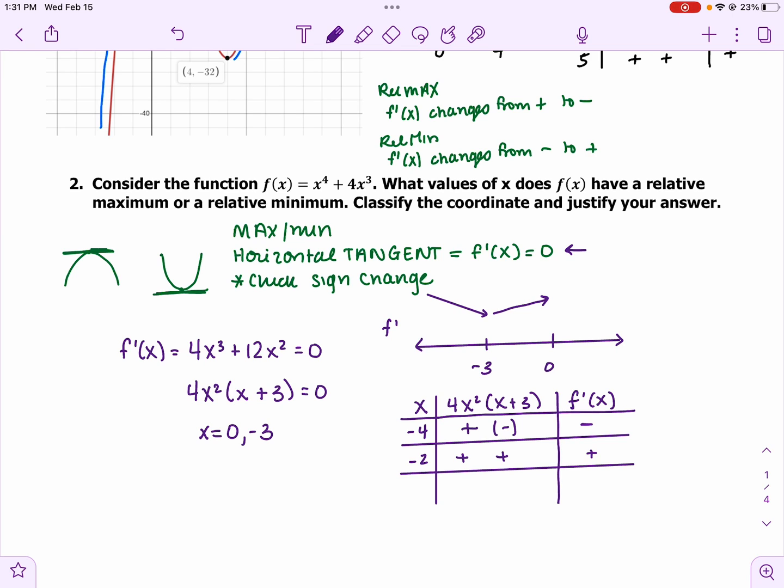If I try the next region, let's say something like a positive 2, positive factor, another positive factor, my derivative stays positive, which means my function continues to increase.